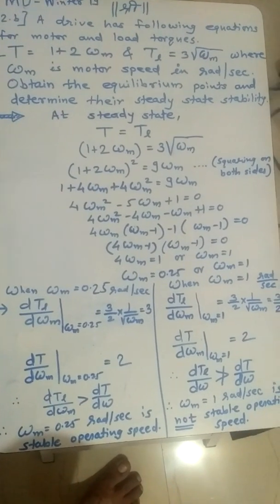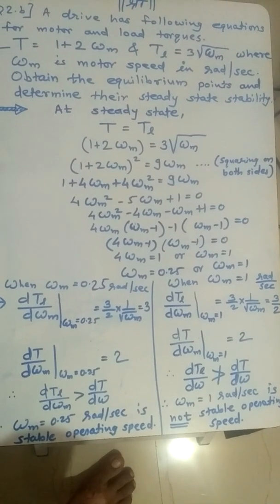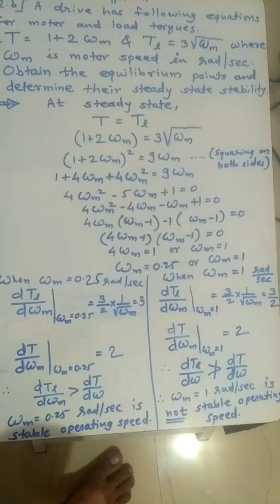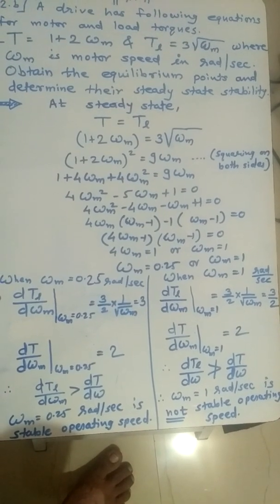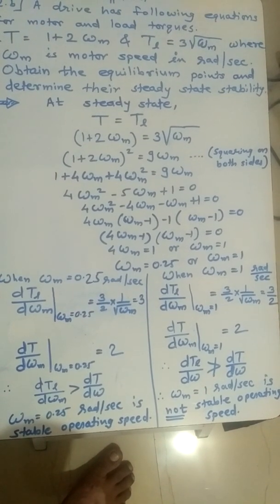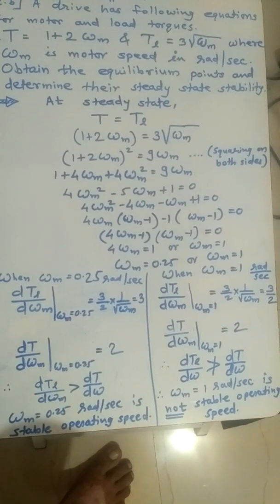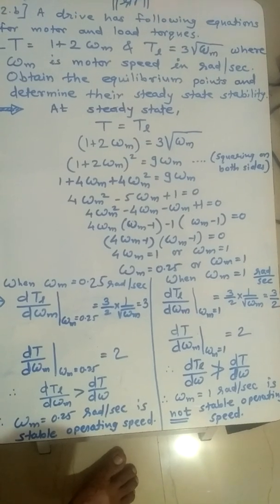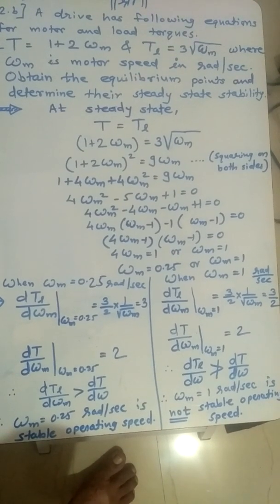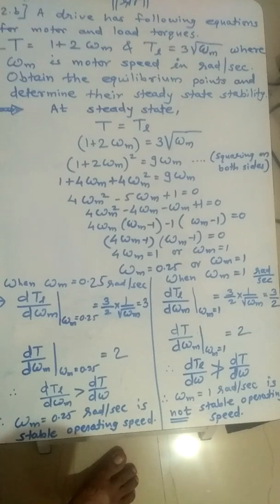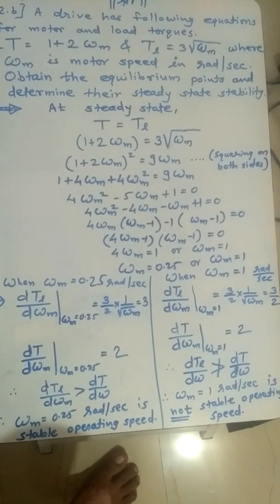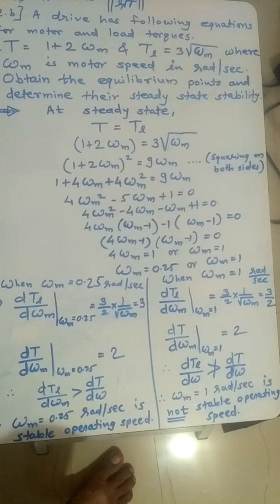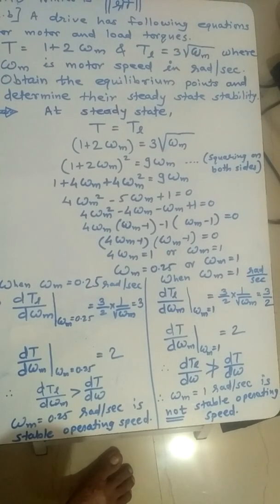We know at steady state the load torque should be equal to motoring torque because there is no acceleration or deceleration at steady state. Motor is continuously rotating with the same speed. So if I equate these two equations of motoring torque and load torque, I will get 1 plus 2 omega m, this is nothing but your motor torque, is equal to 3 root of omega m. So squaring on both sides, I will get (1 plus 2 omega m) whole square equals 9 omega m.